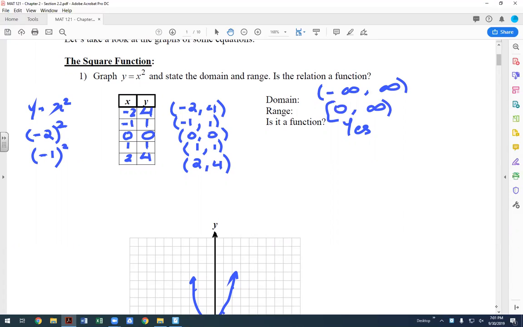So do we see how our domain and range are negative to positive infinity for the domain and 0 to infinity, including 0, for our range? Okay.